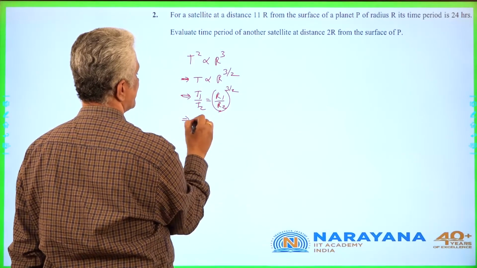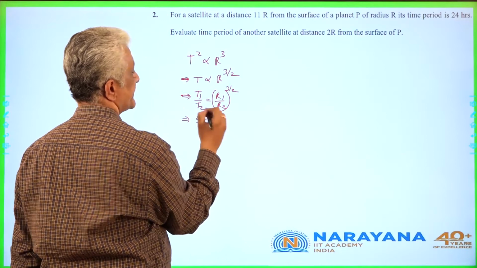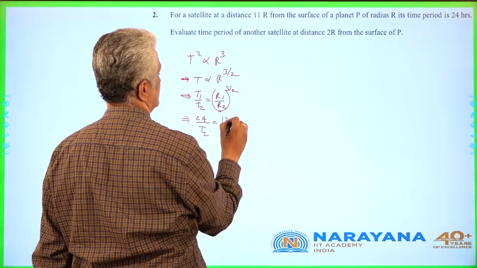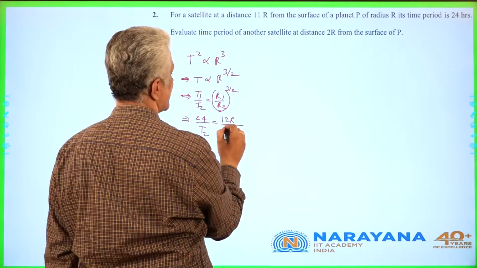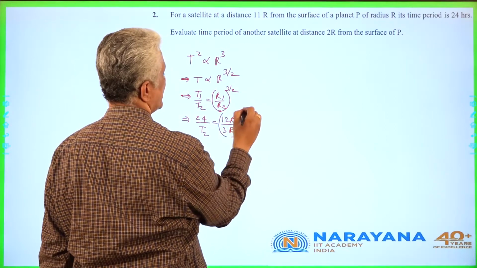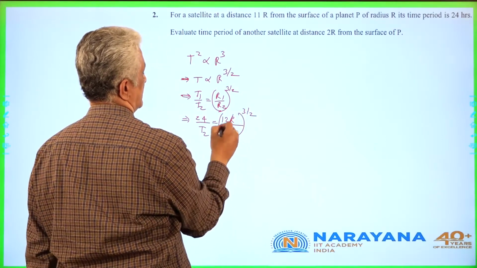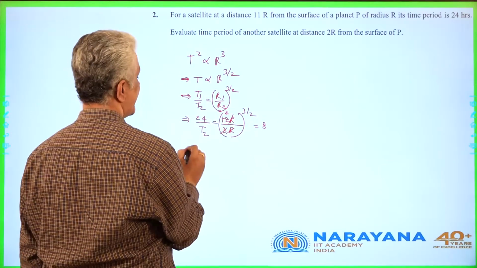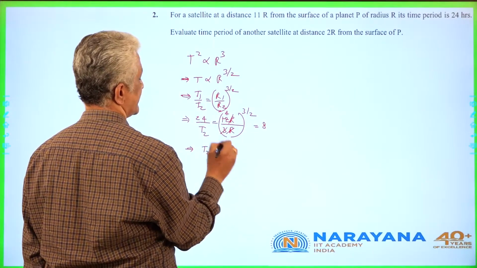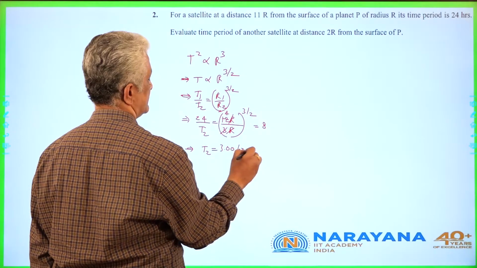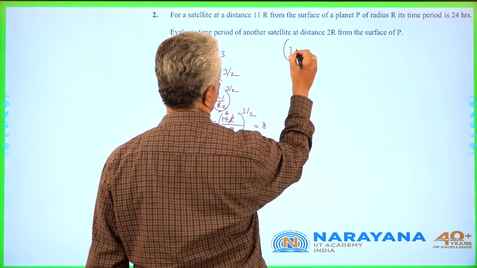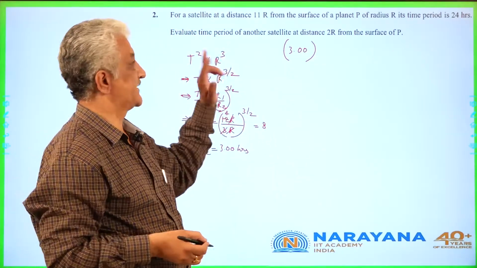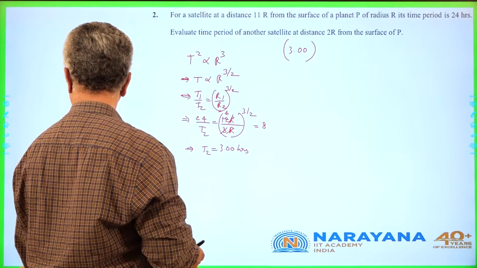First time period is given as 24 hours. Second time period we have to calculate. First R1 is 11R plus R, 12R. Second is 2R plus R, 3R, whole power 3 by 2. Naturally, we get this value as 8 here. And this 8 cancels in 24 by 8, so T2 will be 3.00 hours. So the answer is 3.00 hours, numerical value. Easy question directly from Kepler's third law. That is the second question. Next, third one.